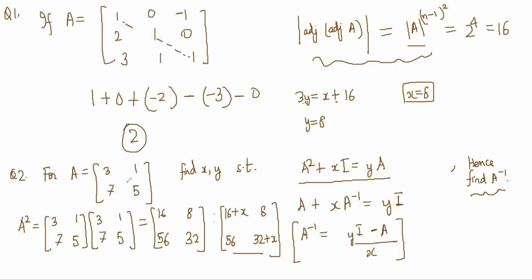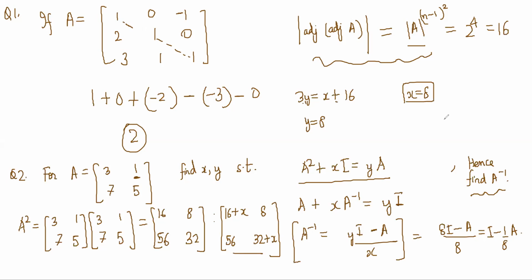Oh, okay, this one, the second term, yI, right? Y is equal to 8. X is equal to 8, y is equal to 8. So this is just 8I minus A by 8, right? So that is just I minus 1 by 8A, right?